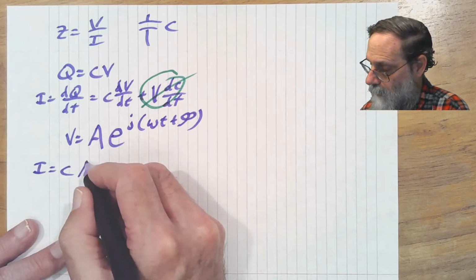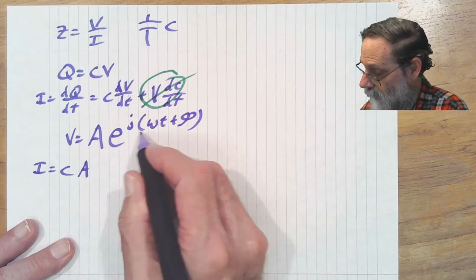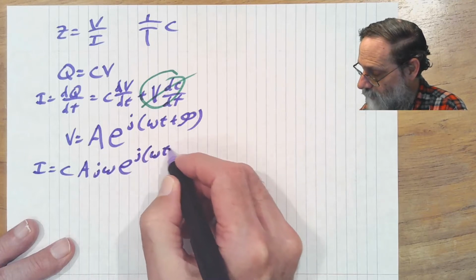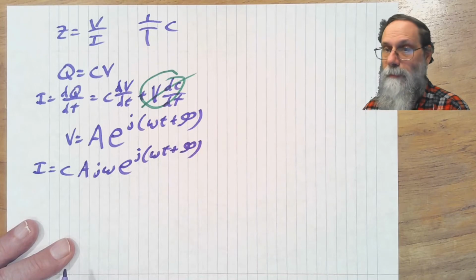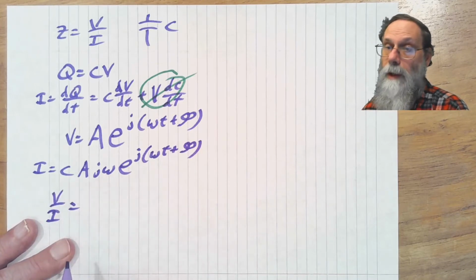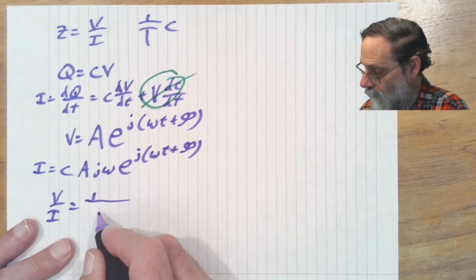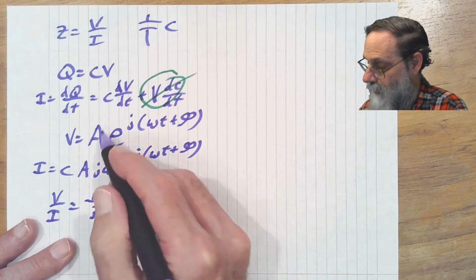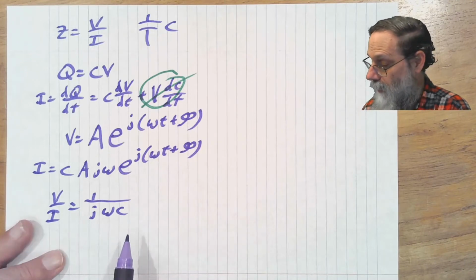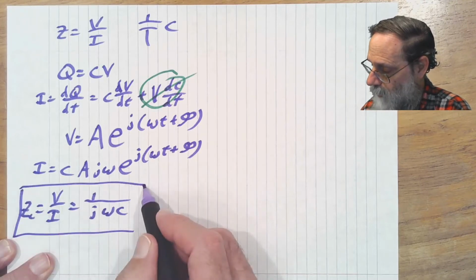Well, exponentials are one of the nicest things in the world to take derivatives of. We're just going to get j omega e to the j(omega t plus phi). So now if we take V over I, lots of things cancel here. We're going to get 1 over j omega C because the amplitudes cancel and the sinusoidal terms cancel. Right? This is the impedance of a capacitor.